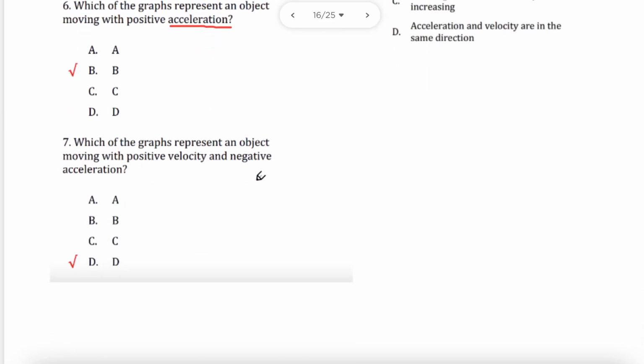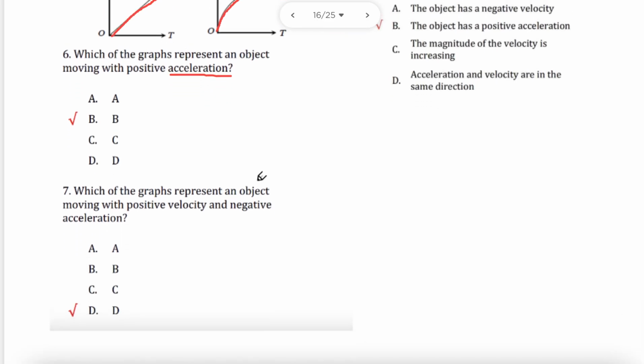Next, moving positive velocity and negative acceleration. I've kind of just said it.